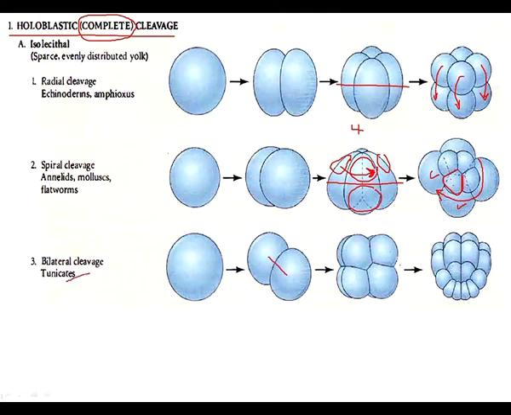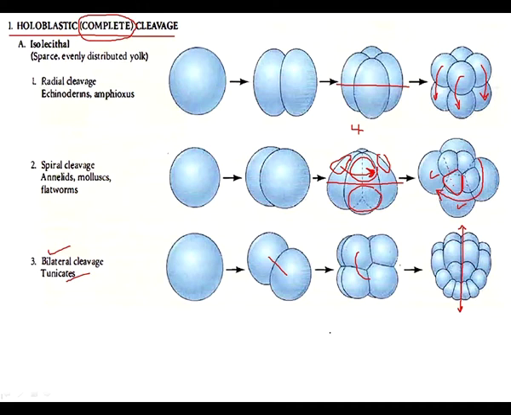You have the 2 cell stage, then reaching the 8 cell stage, and you can see something very peculiar starting from that stage: the blastomeres start to be aligned as if they are a mirror image. So that's why it's called bilateral cleavage. It gives a similarity, a bilateral symmetry, in the developing embryo.